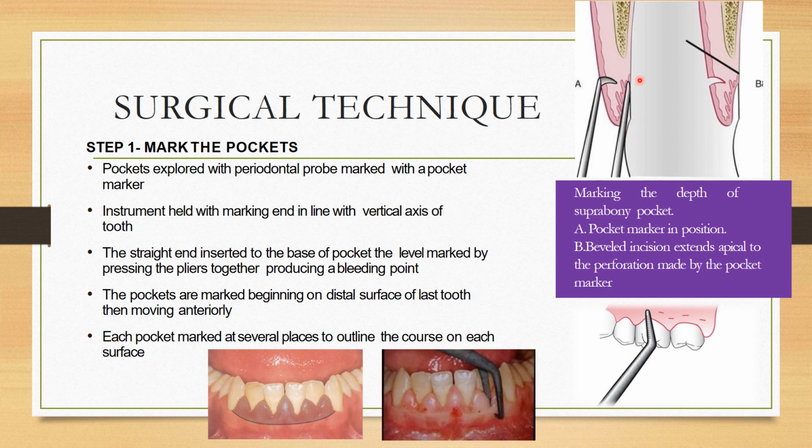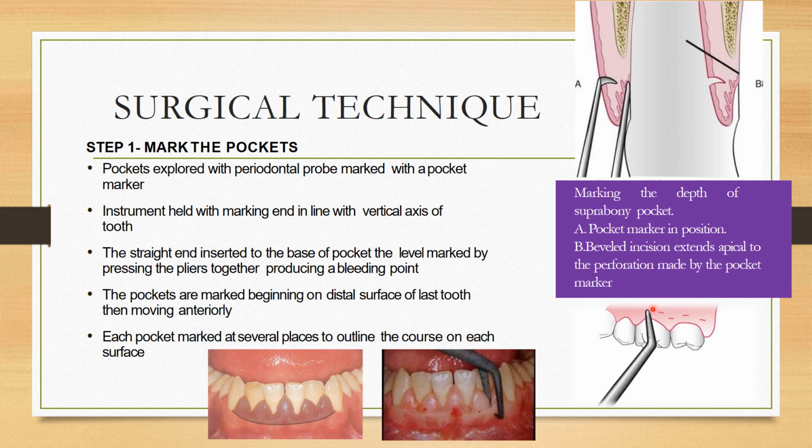That is, the blunt end can be inserted inside, and the other point will be marking outside. So it will be inserted to the base of the pocket. The level marked, with this pressing of the pliers, will be providing a bleeding point. This will be done axially, starting from the distal surface of the last tooth. Then it will be done anteriorly. So each pocket is marked at several places to outline the course on each surface.